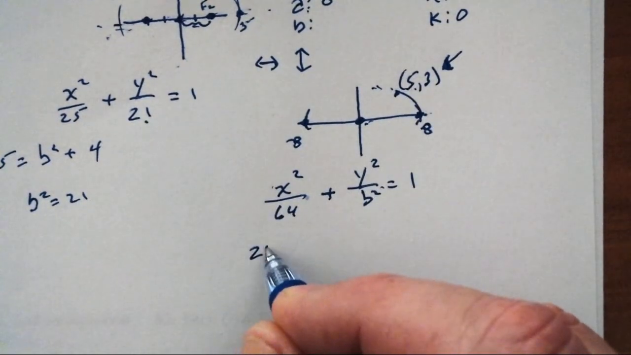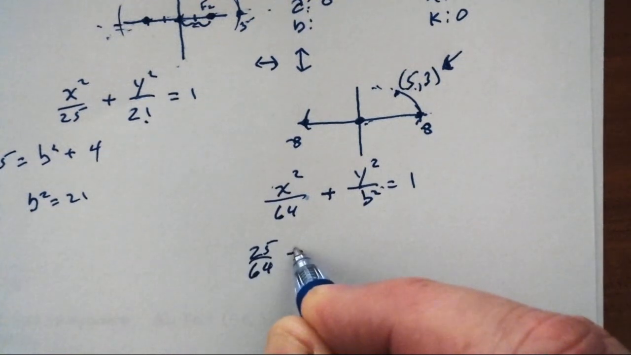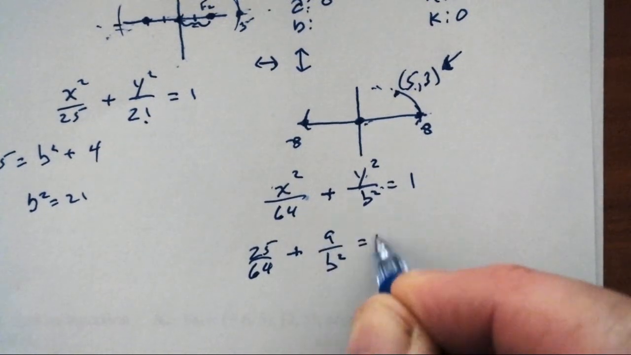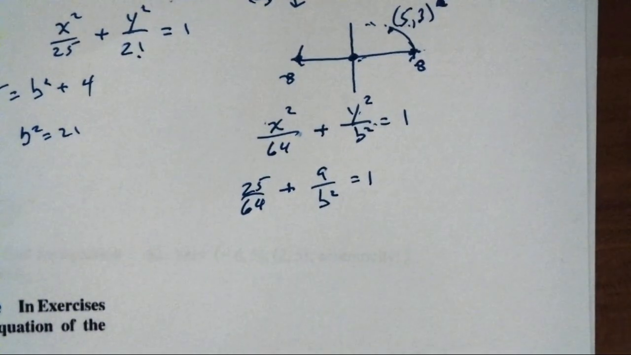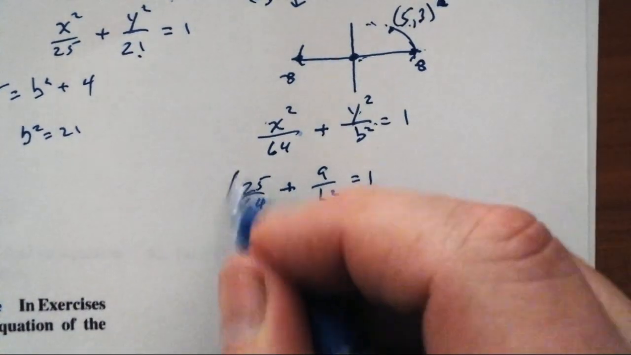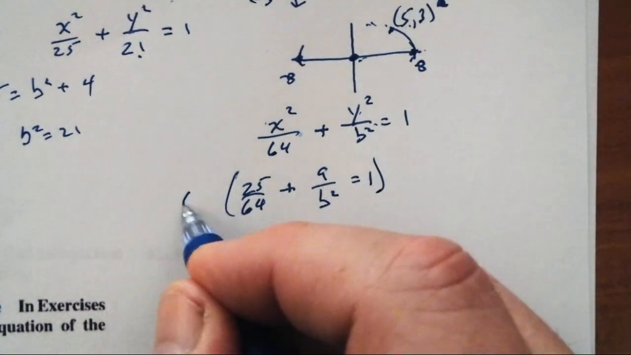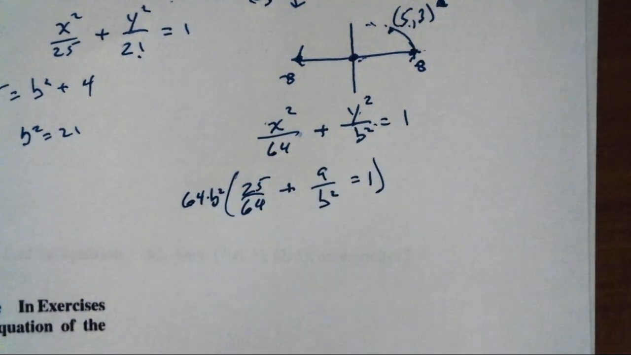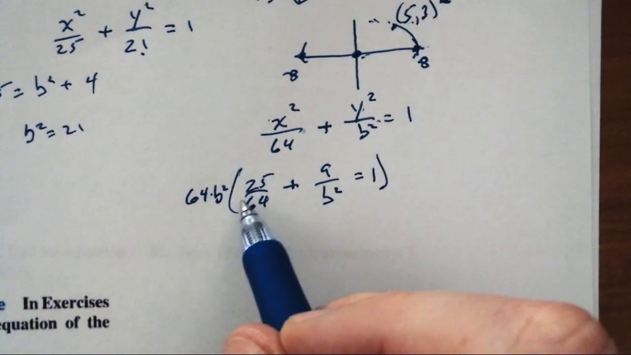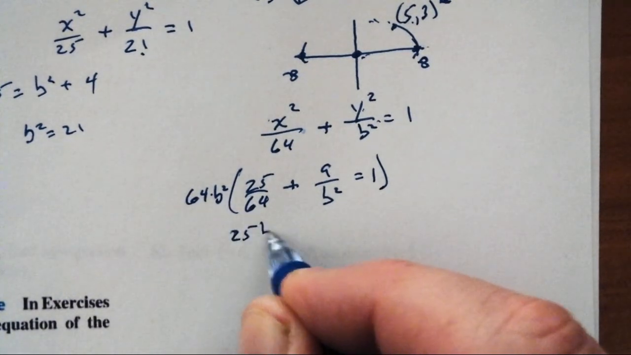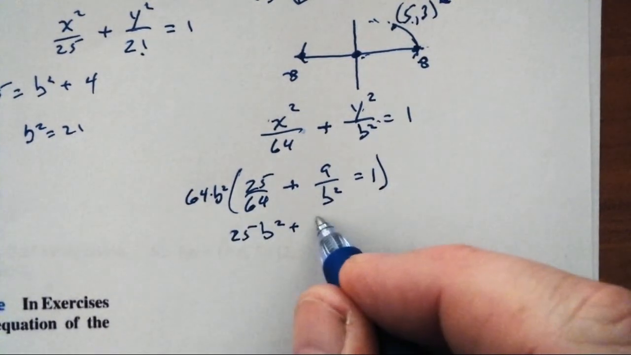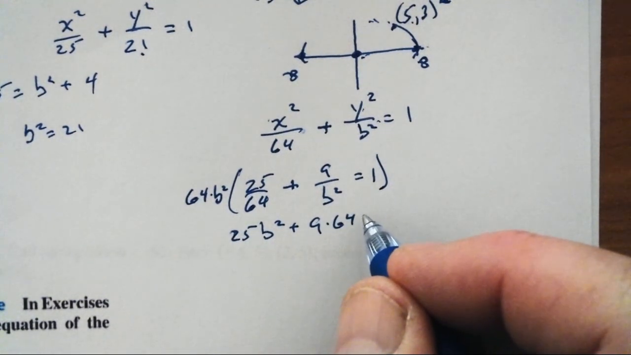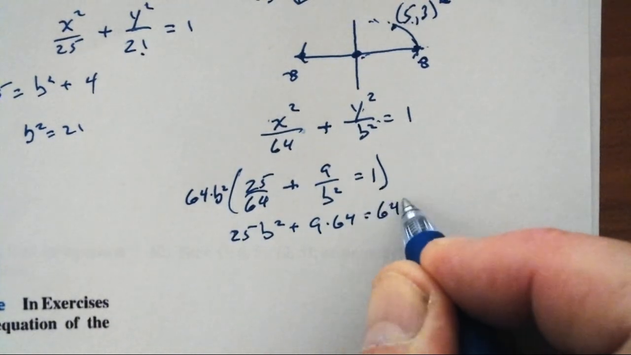5 for x, I get 25 on 64, plus 3 for y, 3 squared, 9 on b squared, equals 1. And I need to solve this for b squared. And here is what I would do. I would get rid of fractions. I'd multiply everything by 64 b squared. When I distribute, the 64 cancels, I get 25 b squared. The b squared cancels, I get 9 times 64. And on the left side, nothing cancels, I get 64b squared.